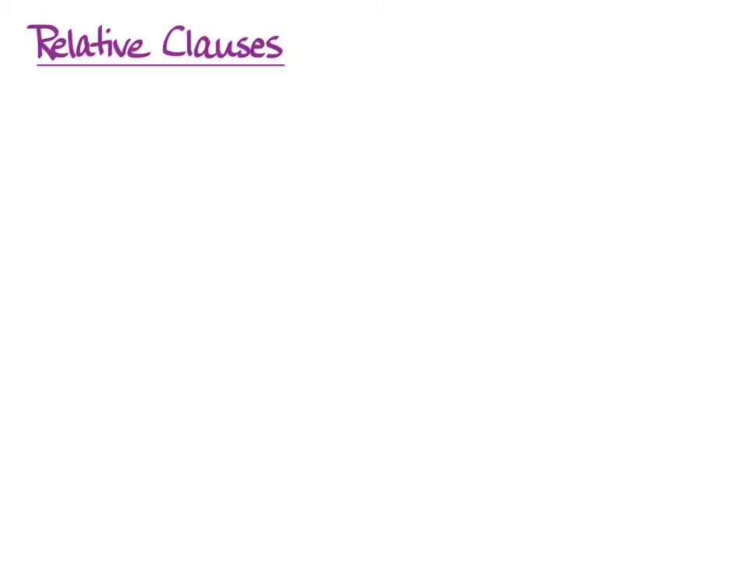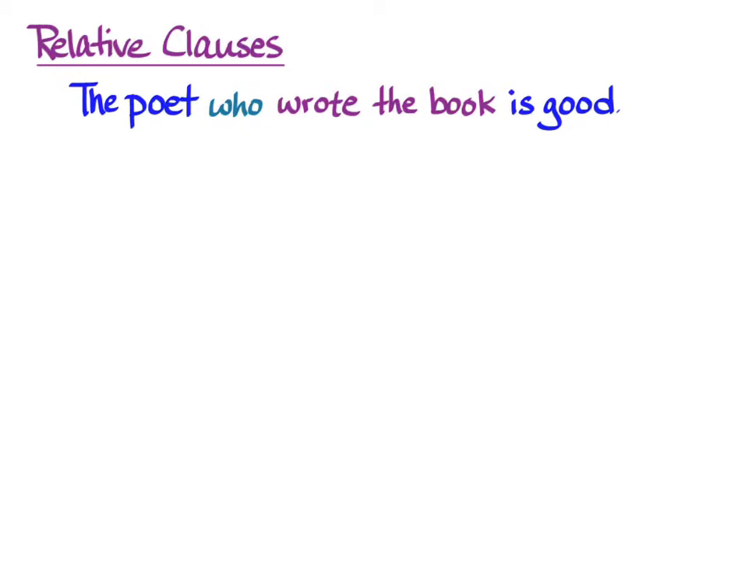A relative clause is a dependent clause that gives us more information about the noun that it's related to. Let's start by looking at some examples in English. The poet who wrote the book is good. The independent sentence here is in blue. The poet is good. And the rest is the relative clause, who wrote the book. Who wrote the book is dependent. It can't be a whole sentence on its own, and is telling you more about the poet.